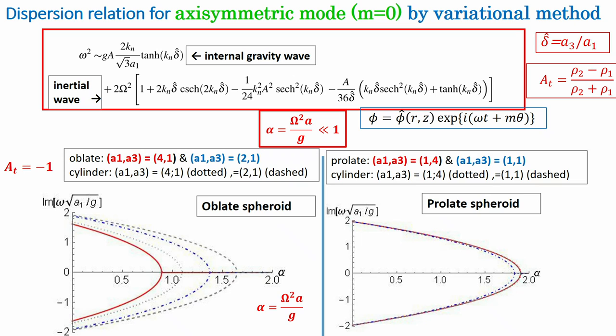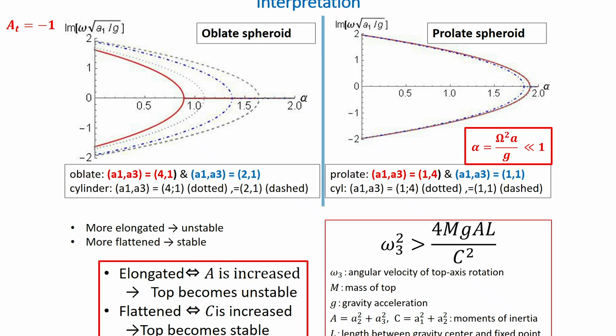For a prolate spheroid, it means the symmetric axis is longer than the horizontal axis. Then the spheroidal case and the cylindrical case are not much different. Red one is 1.4, blue one is 1.1. This is the interpretation.